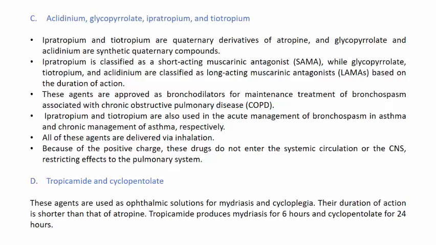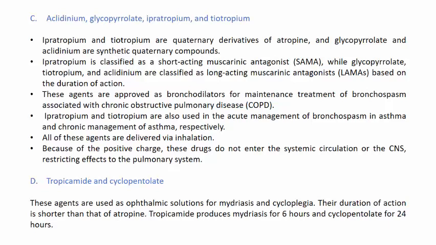وبالنسبة للإبراتروبيوم and تايوتروبيوم are also used in the acute management of bronchospasm in asthma and the chronic management of asthma. These agents are delivered via inhalation, يعني طريقة استخدامها عن طريق الانهيليشن. و because of positive charge, يعني انه تكون حوية على positive charge, these drugs do not enter the systemic circulation or the CNS restricting effects to the pulmonary system. لذلك بما انه هي has positive charge فانه ما ممكن ان يحصل لها enter to the systemic circulation or to the CNS, لذلك يكون استخدامها restricting to the pulmonary system.